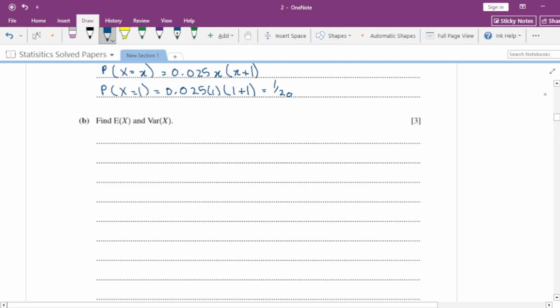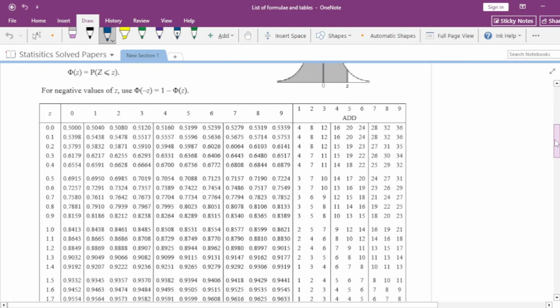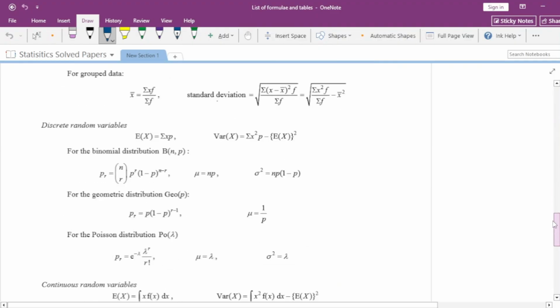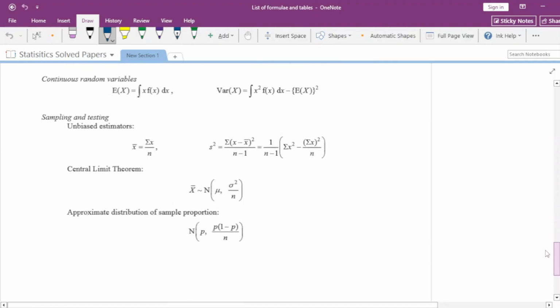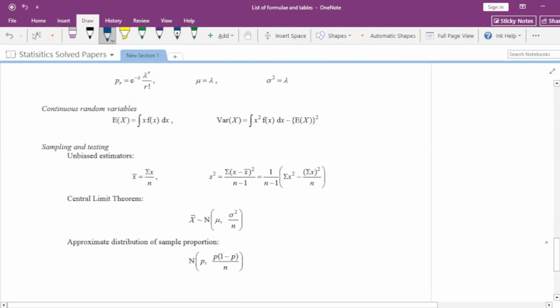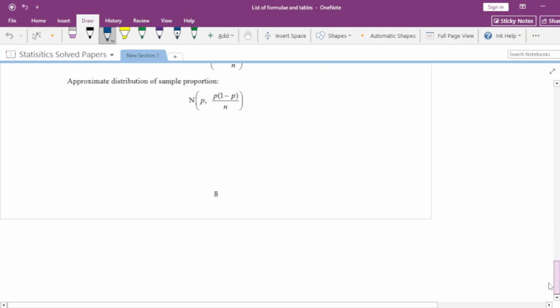Next part, find the expected value of x and variance of x. Really easy. If you don't know the formula to calculate Var(X) and E(X), you can always refer back to your formula sheet, as you are given the formulas there as well, right? In the formula sheet, you are given the formula for the expected value of x.